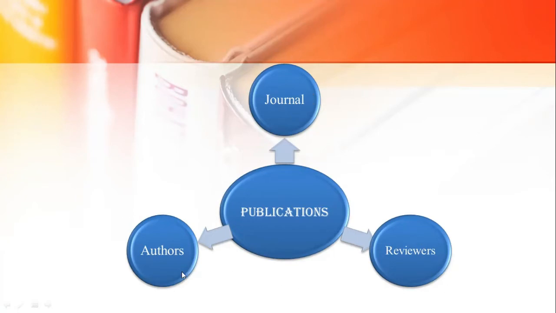If these three things are okay, if the authors are working according to the journal topics, aims and scope, and if the reviewer sees that the work is according to the scope and aim of the journal and according to the various research ethics, then it becomes fit for publication. So this is the primary thing.